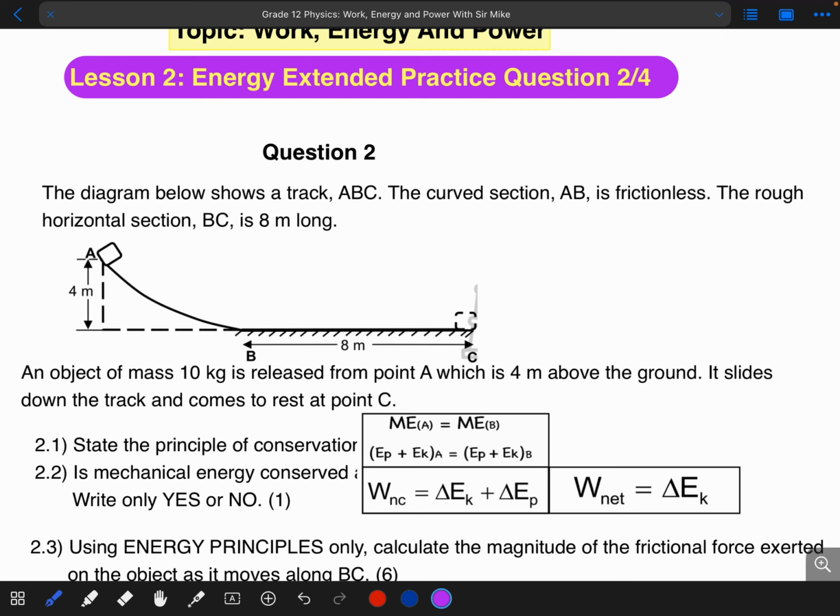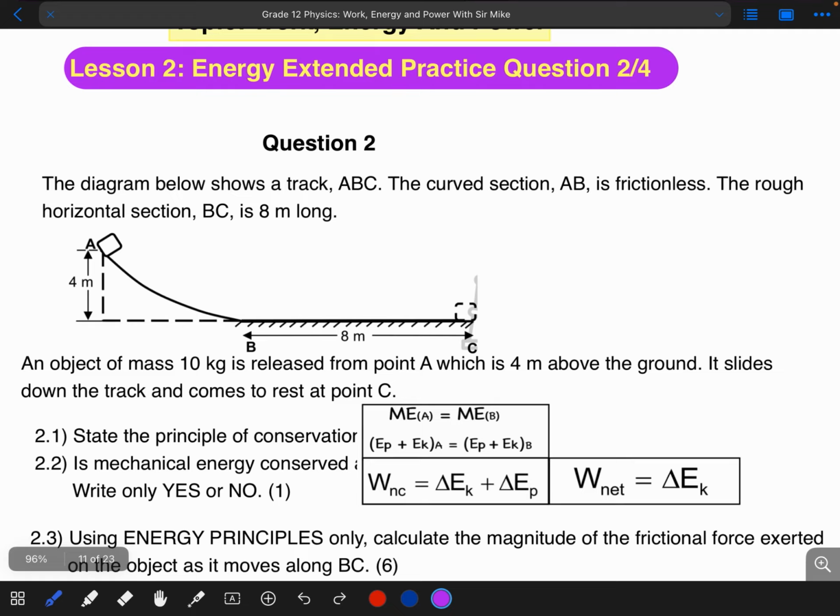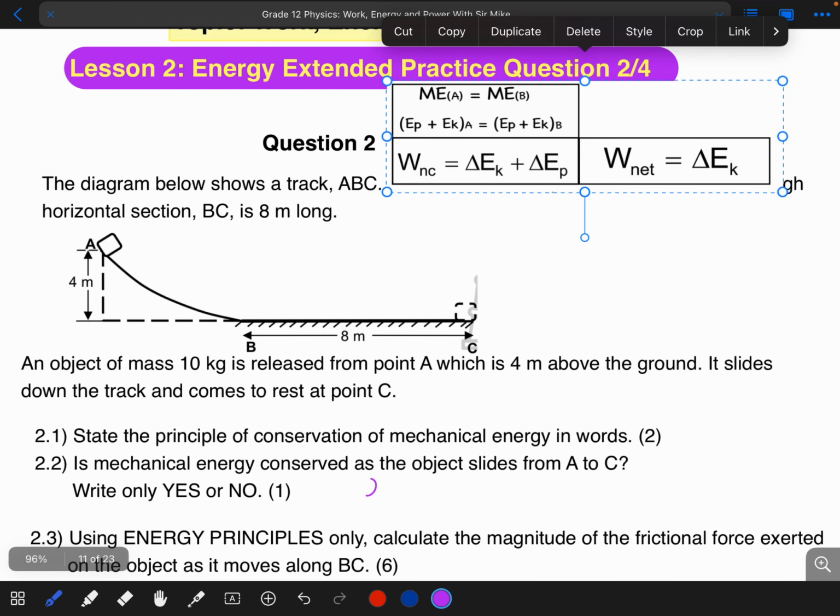They said that the rough horizontal section BC is 8 meters long. So between these points we have the frictional force. Between point A and B we are in an isolated system, because we do not have the frictional force or tension or any other external forces there. So we can use mechanical energy for section AB, but for BC we cannot, because we have external forces, which is the frictional force, since it is a rough surface.